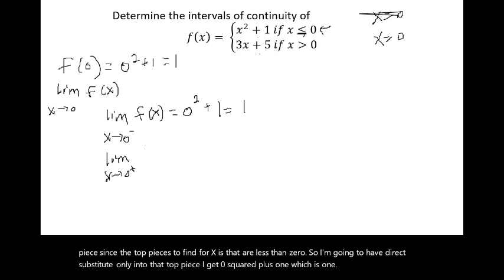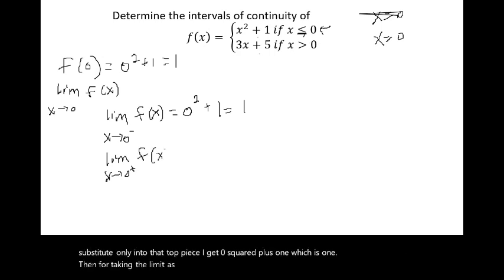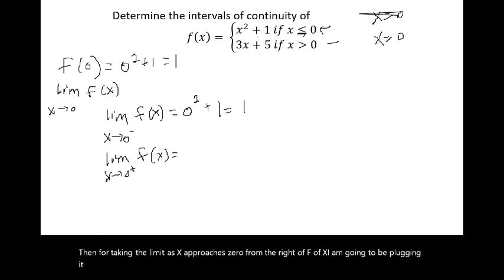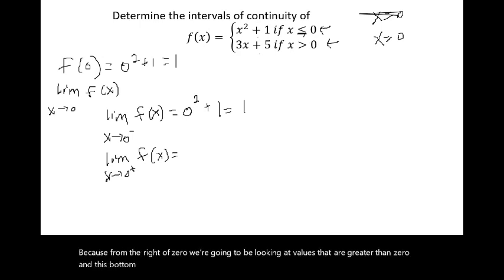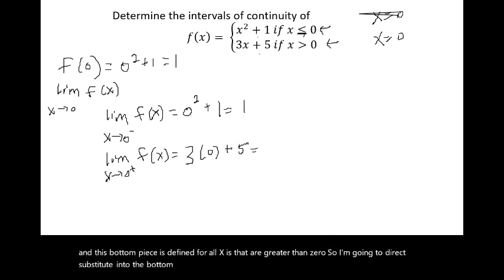Then for taking the limit as x approaches 0 from the right of f of x, I am going to be plugging it into the bottom piece here. Because from the right of 0, we're going to be looking at values that are greater than 0, and this bottom piece is defined for all x's that are greater than 0. So I'm going to direct substitute into the bottom piece, which gives us a limit from the right of 5.